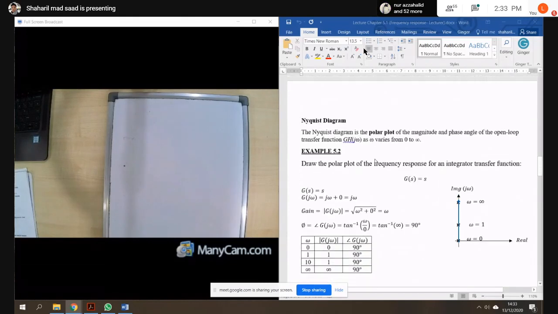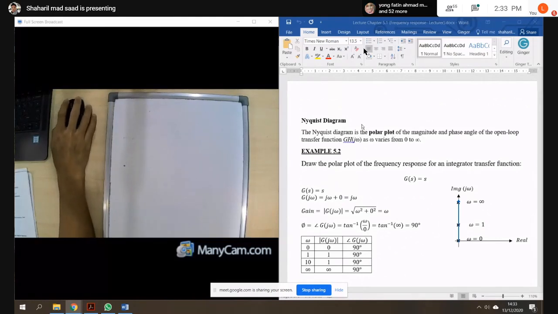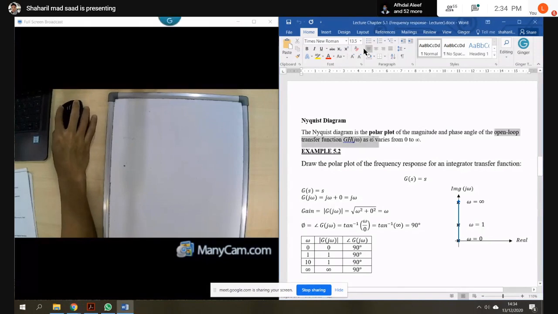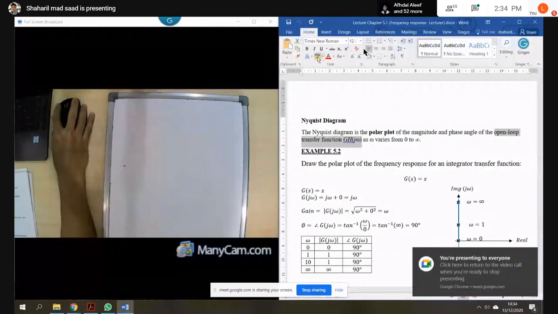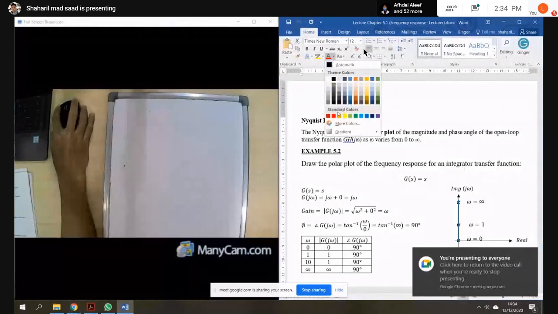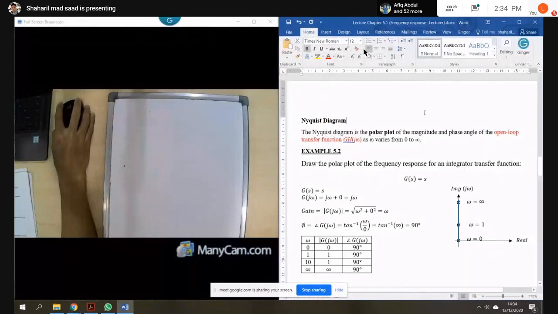Done 5.1. All right, let's introduce the Nyquist diagram. We know about the root locus, so now we learn the Nyquist diagram. The Nyquist diagram is the polar plot of the magnitude and the phase angle of the open loop transfer function. This is the keyword: the open loop transfer function. Remember, open loop only.